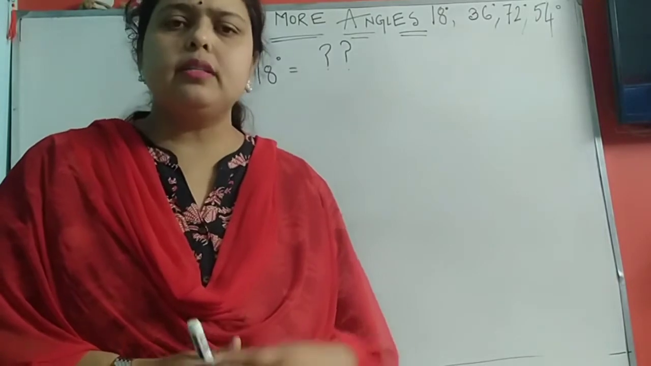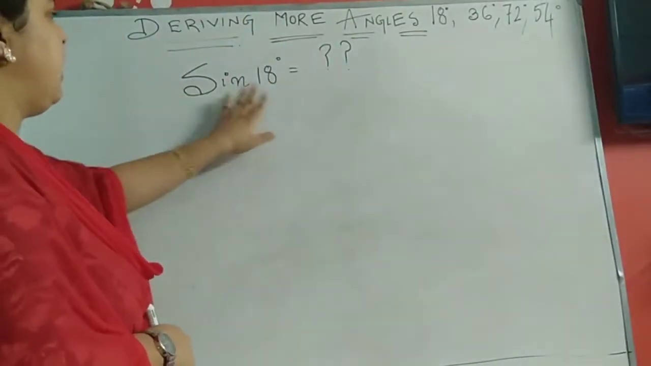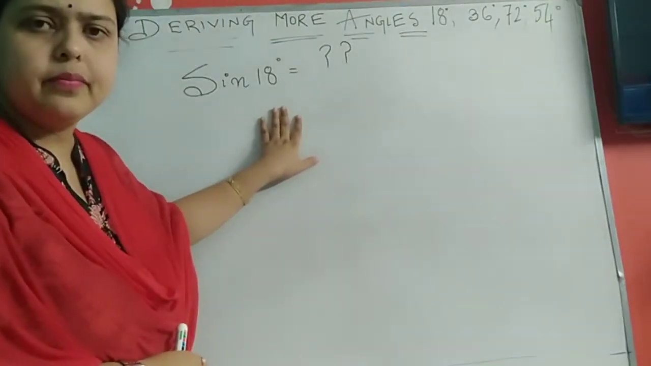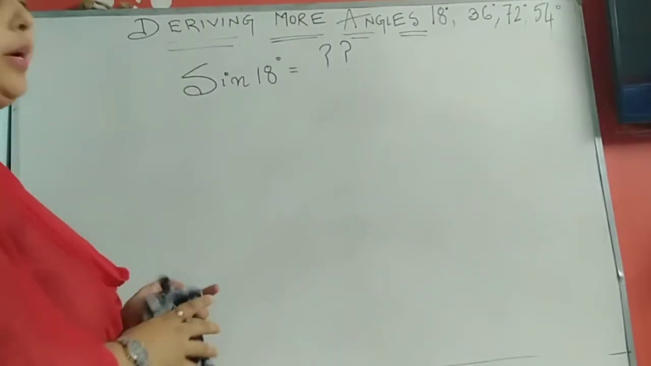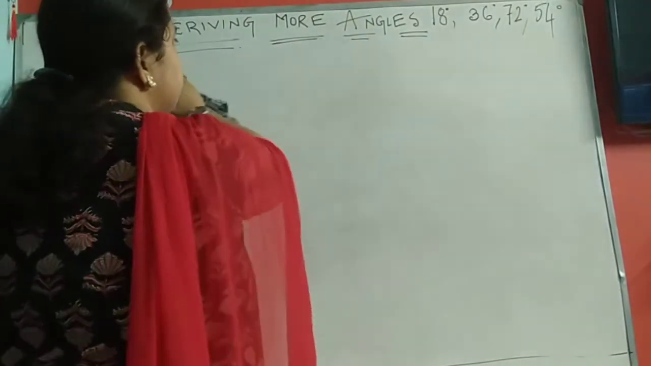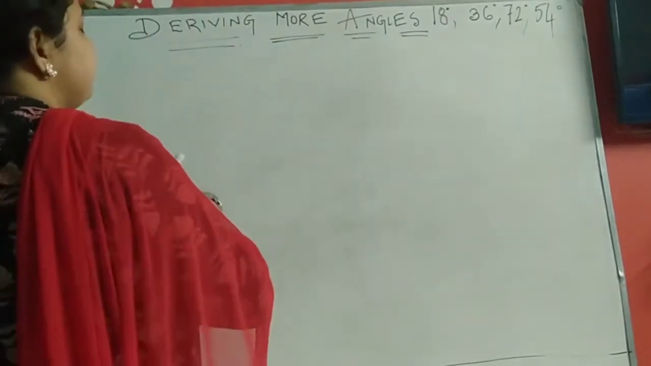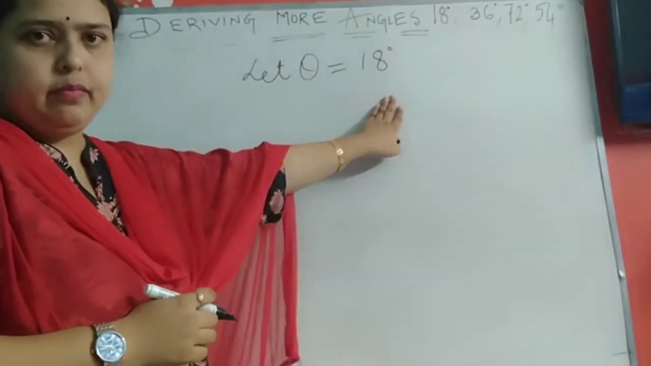Okay, now this is 18 degree, so I am here going to derive the value of sine 18 degree. How to find out the value of sine 18 degree? There is a question mark. So for that, let us begin. Theta is equal to 18 degree.